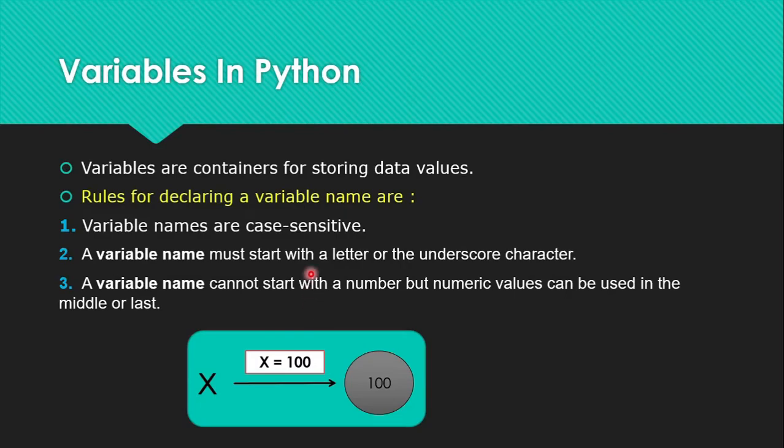Now the second rule is a variable name must start with a letter or the underscore character. You can start it using an underscore or a letter. The third is a variable name cannot start with a number, but numeric values can be used in the middle or last, not at the start. So these are the basic rules for declaring a variable. Let's move to our VS Code and see practically.